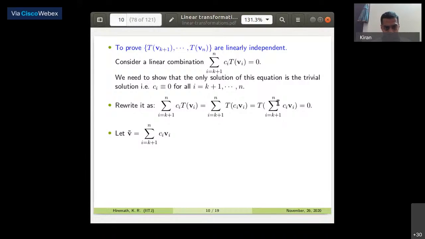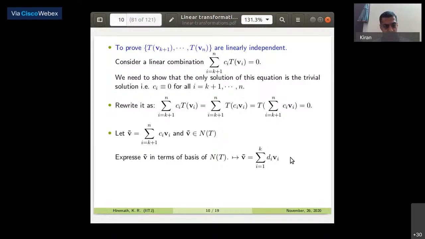So what I do is let us look at T acting on this summation ci vi, i from k plus 1 to n. Let's call this v tilde. So where is this v tilde in vector space V? When T acts on this linear combination, it is giving me 0. So where is this? Yes, as Arun says, this must be in null space. There is no other way. And I already know that null space has k basis elements. So we can express this v tilde in terms of the k basis elements of null space.